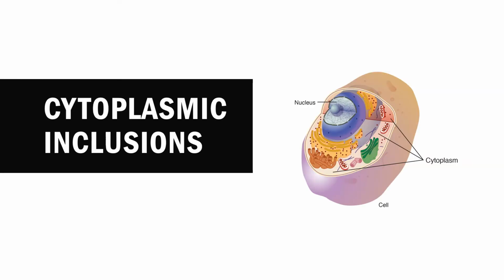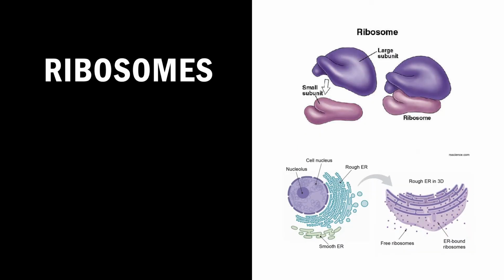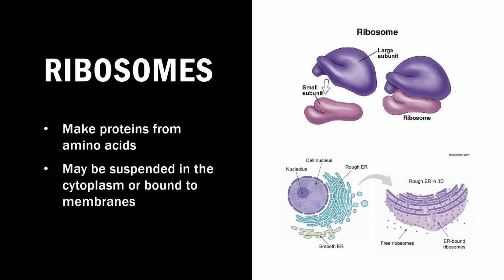Now we will be discussing the different cytoplasmic inclusions. First off, we have the ribosomes. Organelles called ribosomes make the proteins needed by the cells. A group of ribosomes functions like an assembly line, helping to make proteins from amino acids. Ribosomes are found suspended in the cytoplasm or bound to membranes.